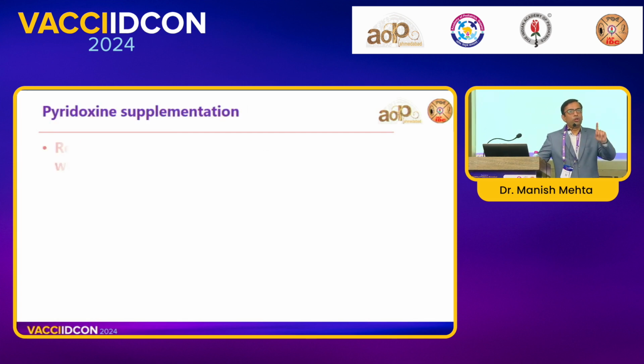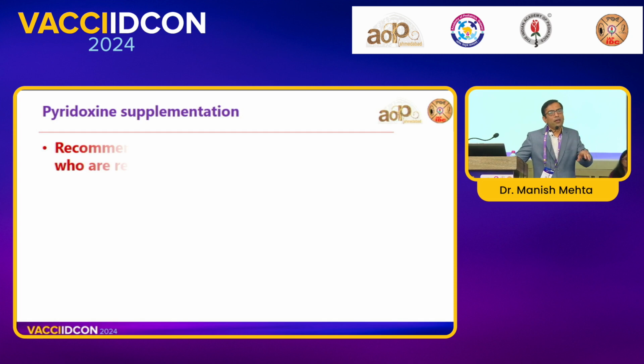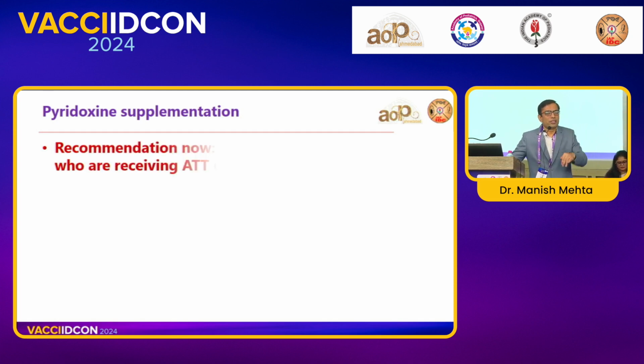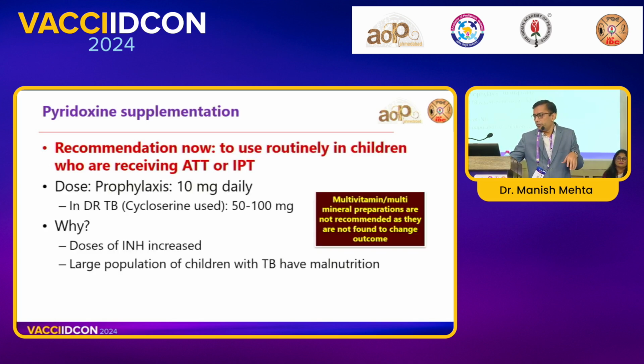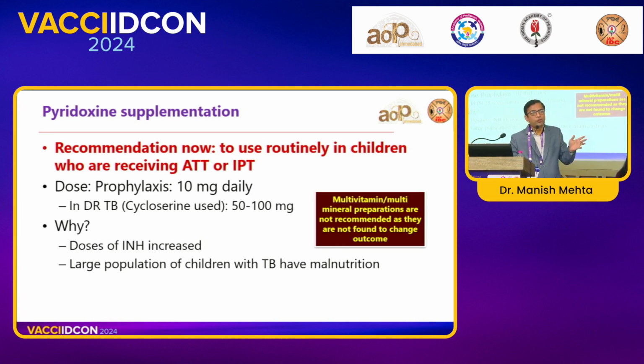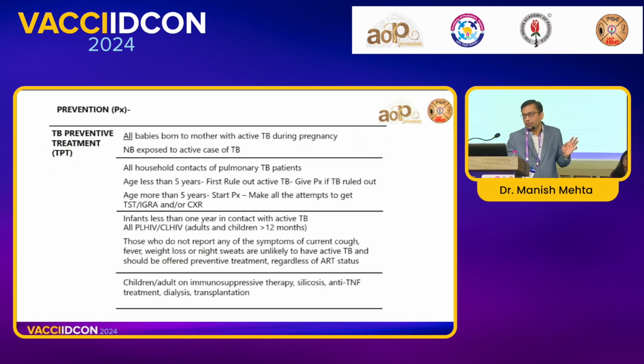Pyridoxine, we all know 10 milligram is to be supplemented. Why? Because isoniazid is known to cause pyridoxine deficiency. If it is drug resistant tuberculosis and you are using cycloserine and all these things, then the dose will be 50 to 100 milligram. Okay. No need to supplement multivitamins and all these things routinely in all patients.